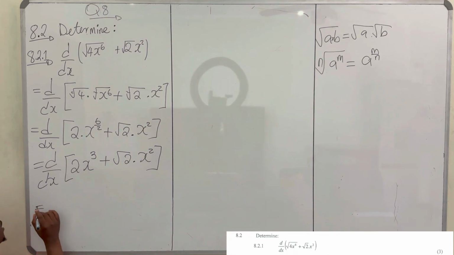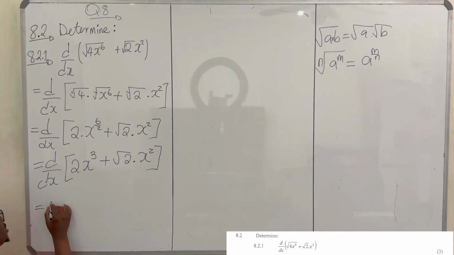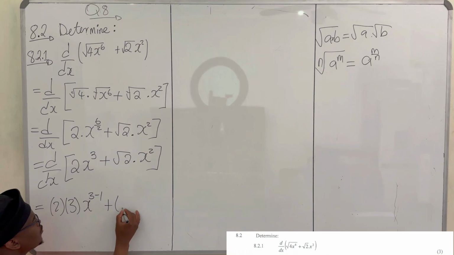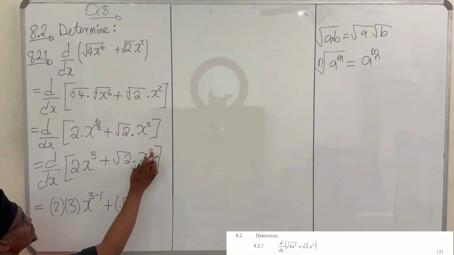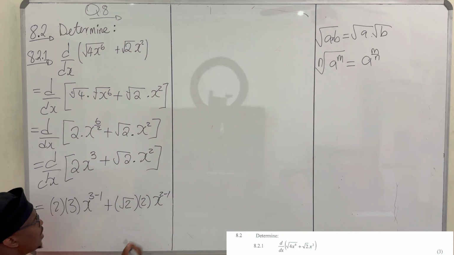So what do we do at this point? We just derive at this point. The derivative of this is going to be 3 times 2, which is 2 times 3, which is from there. And then from that 3, we subtract a 1. Plus, it's going to be the root of 2 multiplied by that 2 up there. And from that 2 up there, we subtract a 1.